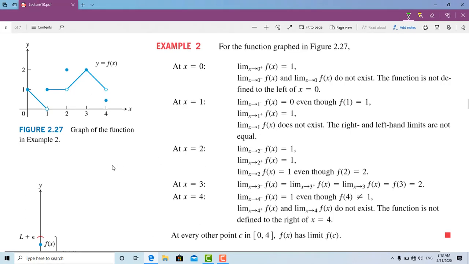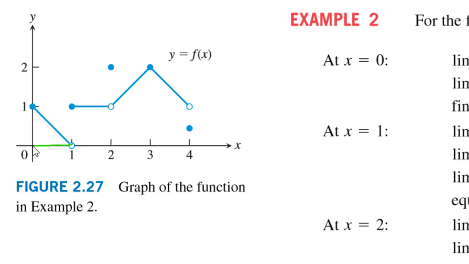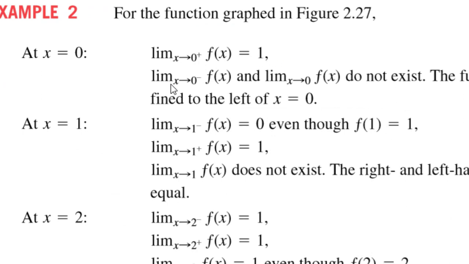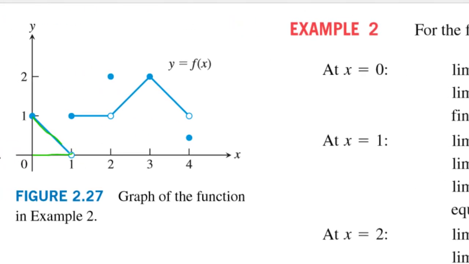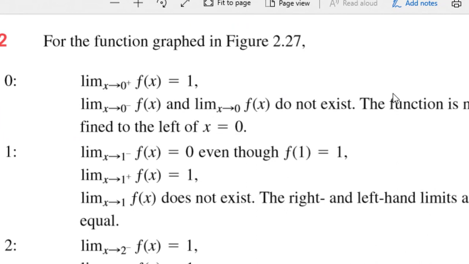Okay, consider the next example. It says that for the function graphed in figure 2.27, the graph of the function in example 2, at x equals 0, we have to find the limit as x tends to 0 from the right side. As x tends to 0 from the right side, the function tends to the number 1. That's correct. The limit as x tends to 0 from the left side does not exist, because the function is not defined to the left of x equals 0.